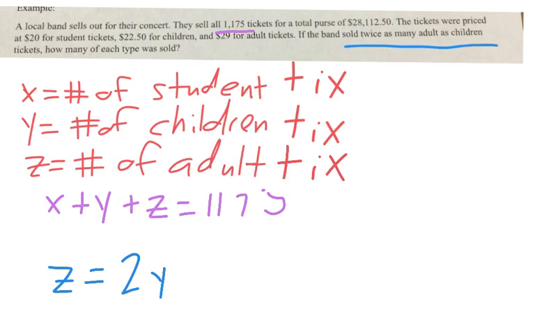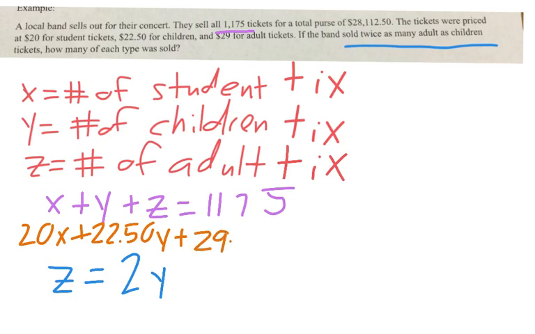And the third one? 20X plus 22.50Y plus 29Z equals 28,112.50. So if I take the number of student tickets and multiply it by 20, because I made 20 for every student ticket, and then 22.50 for every children's ticket, $29 times Z for how many adult tickets are sold. The total amount of money I should have made is $28,112.50. Any questions about finding those equations?